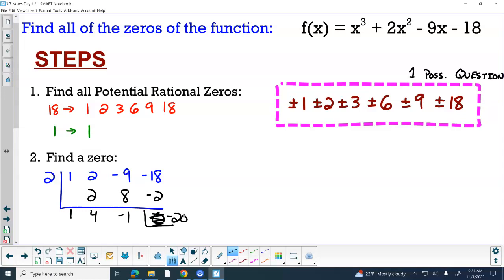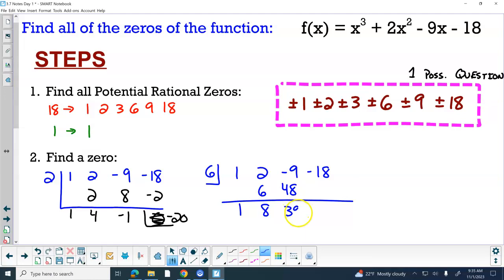Okay, so I need another one. 6. 1, 2, -9, -18. 1, 6, 8, 48, 39. A really big number. Let's go with 234. 216. Not a 0, right? Okay, give me another number.